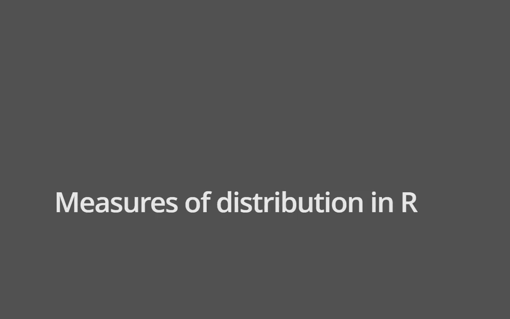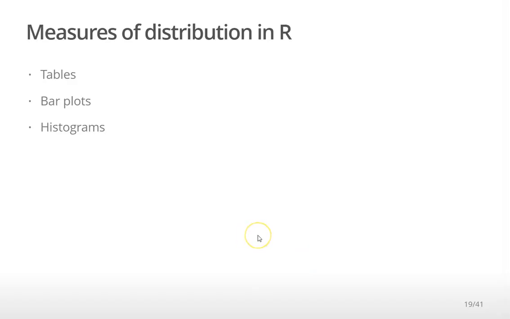Measures of distribution in R. There are three different tools that can help us to investigate the distribution of data. When we deal with categorical data, we use tables. And when we deal with numerical data, we develop histograms.